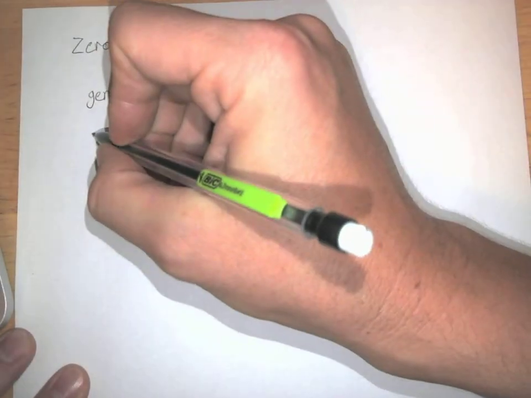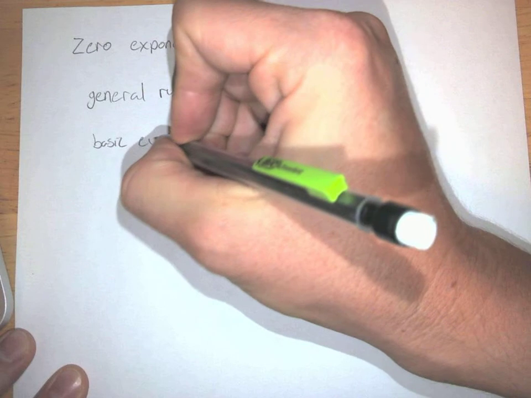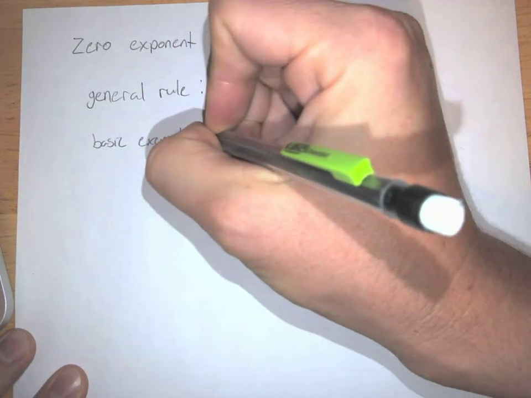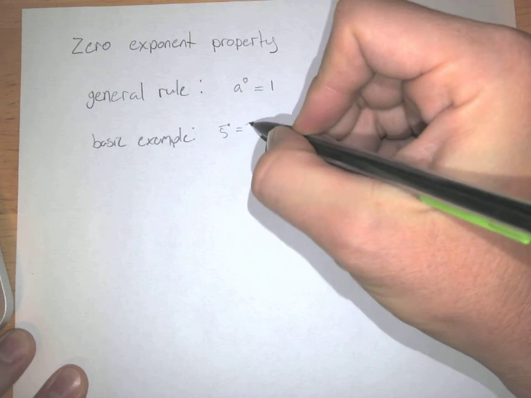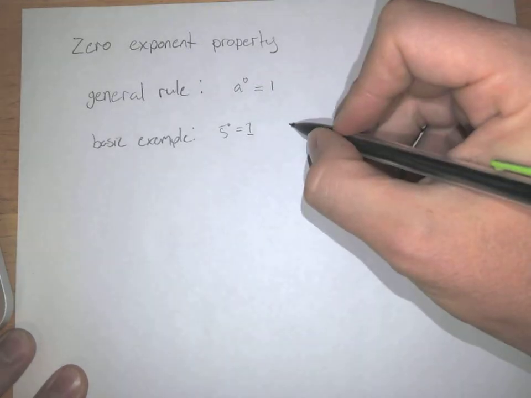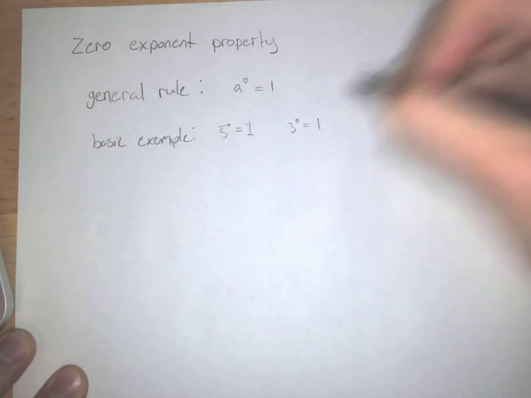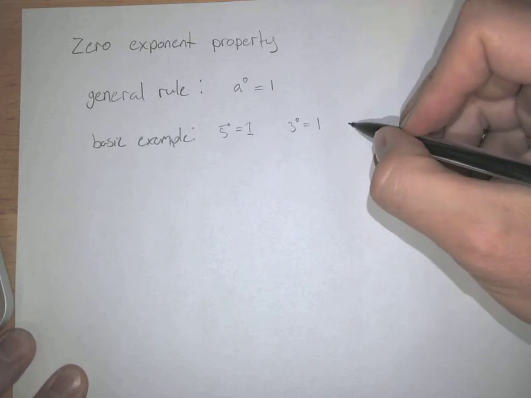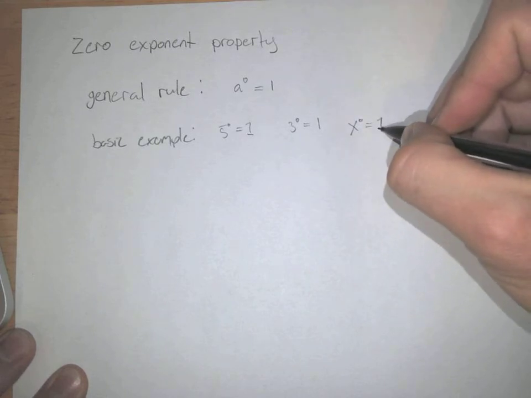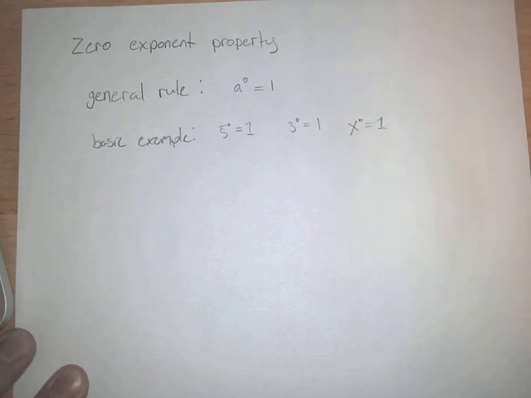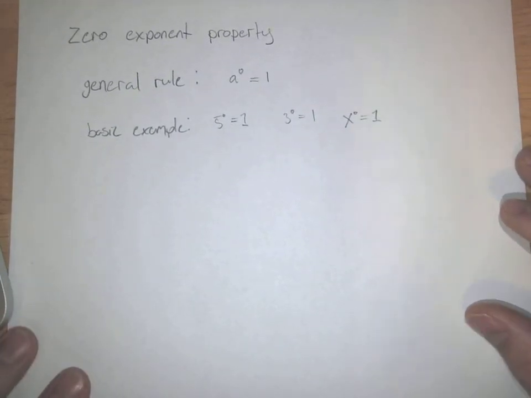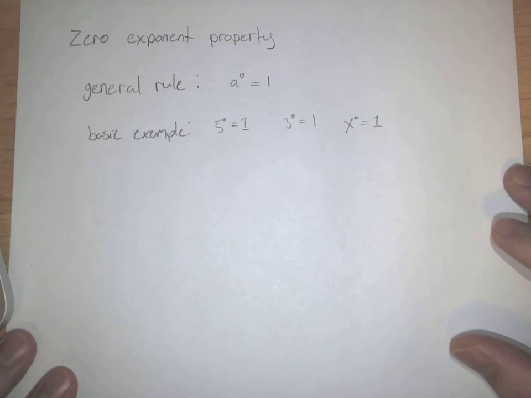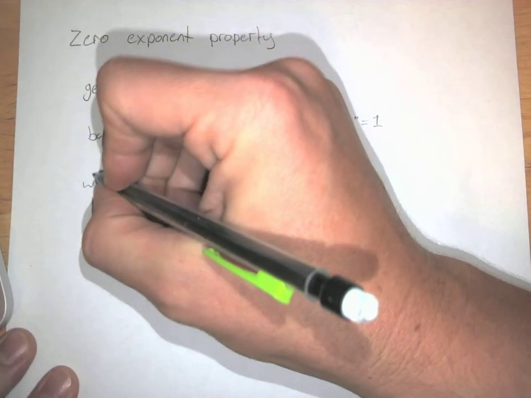Okay, so basic example. If you have 5 to the 0 power, that's 1. If you have 3 to the 0 power, that's 1. If you have x to the 0 power, that's 1. Right? Pretty basic. It can get a little bit more complicated. We'll do those more complicated ones in just a minute. We'll throw some different scenarios at you. Let's see why it works, okay?